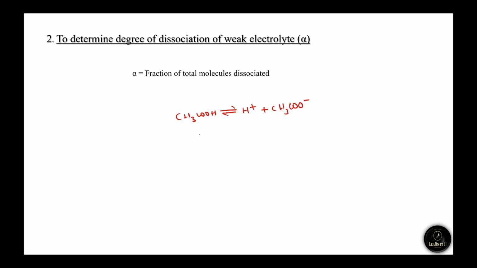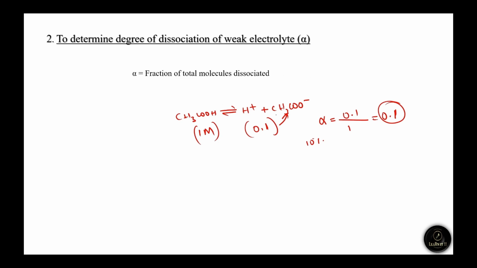Here consider there is 1 mole of acetic acid. So out of 1 mole, 0.1 mole is dissociated into H plus and CH3COO minus ions. So alpha represents 0.1 divided by 1, that is equal to 0.1. So this is the degree of dissociation, or we can say that 10% is the degree of dissociation of weak electrolyte.